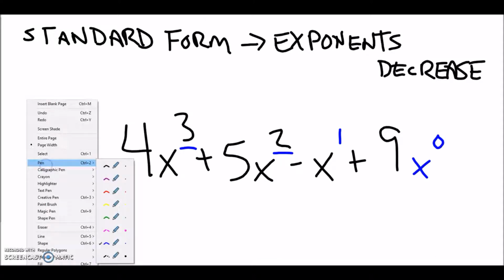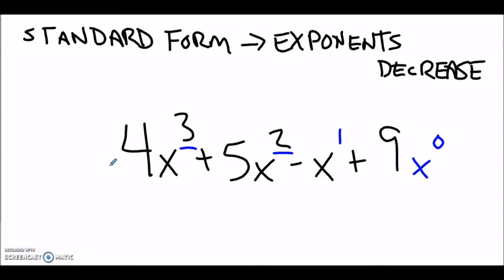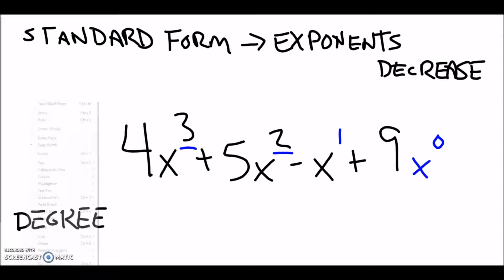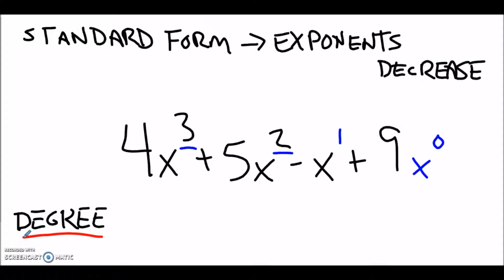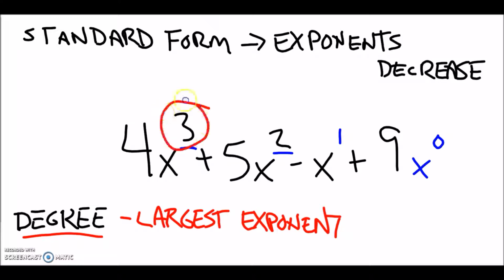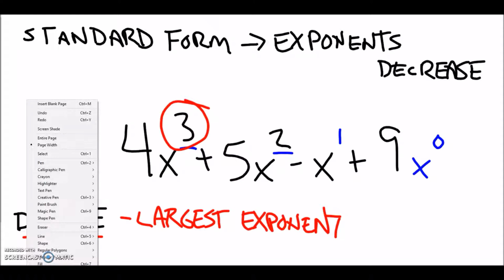Another thing we need to know about a polynomial is how to know its degree. Its degree, let's make that red, is easy. It is the largest exponent. So the degree of this polynomial is 3. If I asked you what degree is the polynomial, you would say it has a degree of 3.